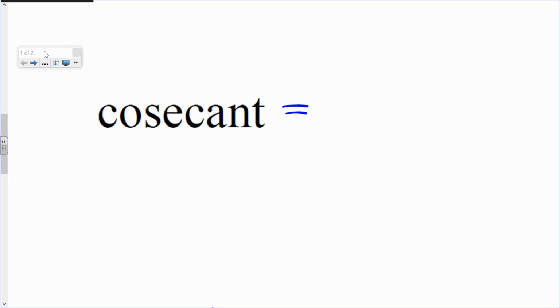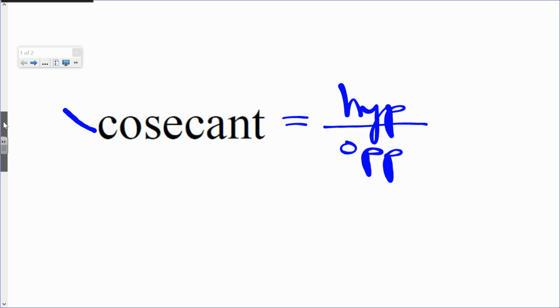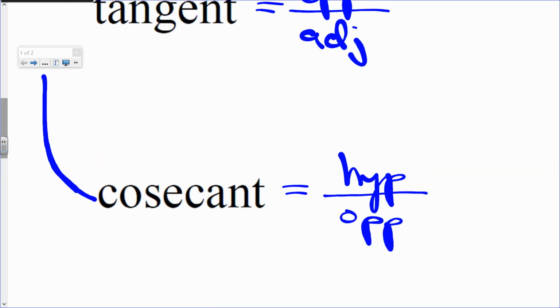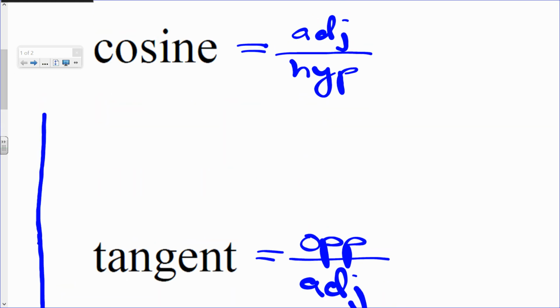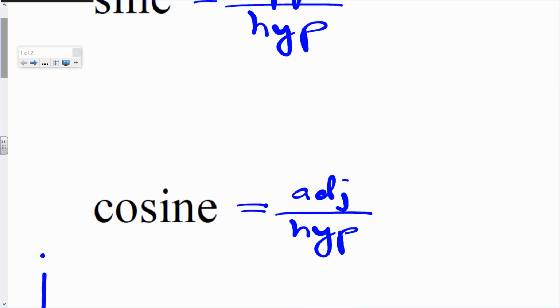The cosecant, can someone see on the bottom of their paper there? It actually defines it for us. We're just writing down what's already on the bottom of the paper. The cosecant is what? Thank you. Hypotenuse over opposite. In other words, it's the reciprocal.